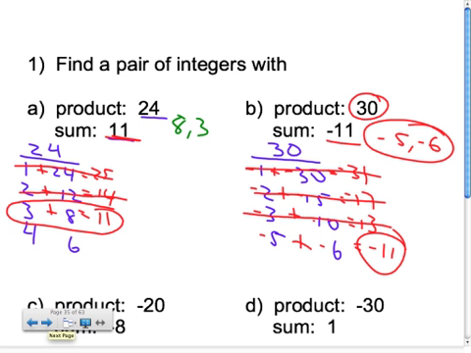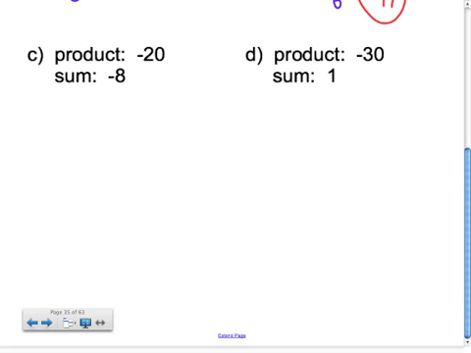Okay, you'll notice when your product is positive and your sum is negative, then both of your numbers will be negative. Okay, so again, I'll say that again. If your product is positive and your sum is negative, then both numbers are going to be negative. Okay.